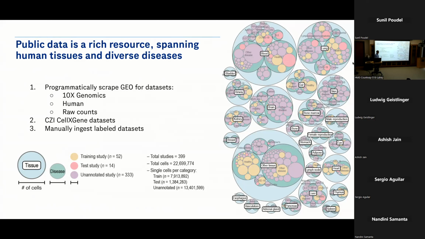And also, of course, we all have our favorite data sets floating around from different places that we can manually ingest. In total, this batch was 399 published studies, and you can see it really spans the whole human body. This outer circle is different tissues, within that is different diseases, and the innermost circles are individual studies.